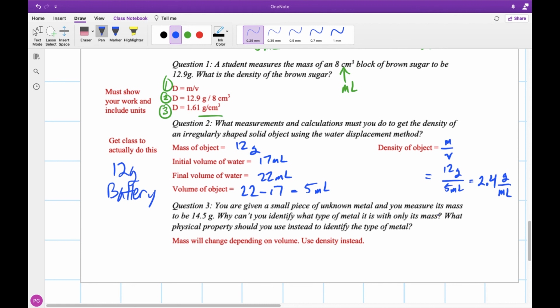If we're given a small piece of unknown metal and measure its mass, and it's 14.5 grams, why can't I just identify it with only the mass, and what other property should we use to identify the type of metal? The problem with just having the mass is it could be any type of material. The mass only tells us how much is there. The important thing that's unique for every object is the density. So if we got the mass and the volume, we could calculate the density and look it up. The important thing to remember here is that each object has a unique density, but we can have different amounts of each object. So if we want to identify what something is, we have to use the density, which means we need the mass and the volume.